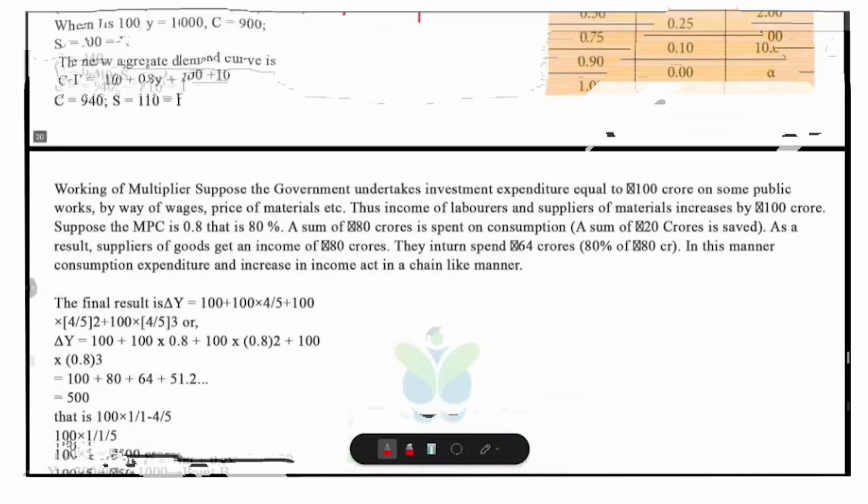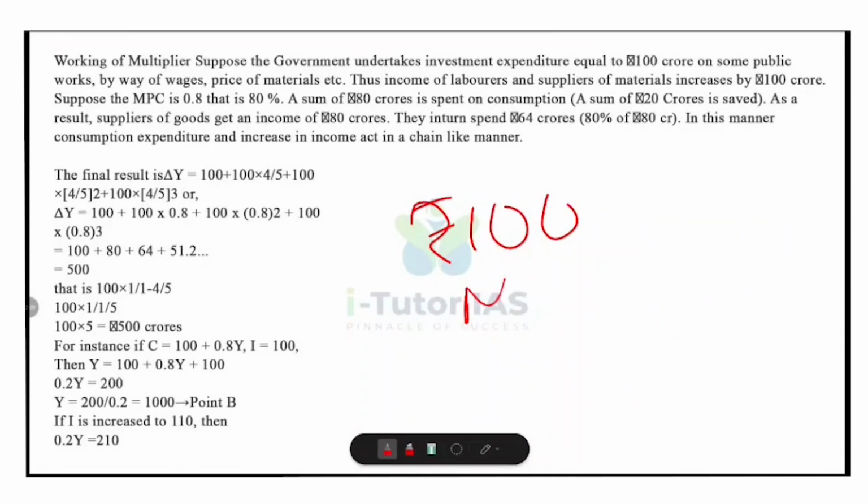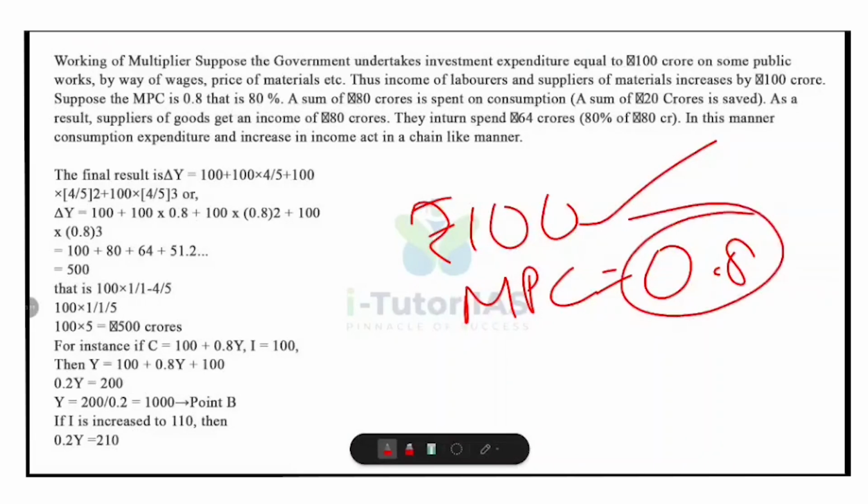So what is the working of the multiplier? Let's assume the government invests rupees 100 crore in a project, say road construction, and MPC, that is marginal propensity to consume, is 0.8. So the government spends 100 crore on wages and materials. Laborers and suppliers now have rupees 100 crore income. Since MPC is 0.8, people spend 80% and save 20%. So 80 crore is spent on consumption goods and 20 crore is saved.